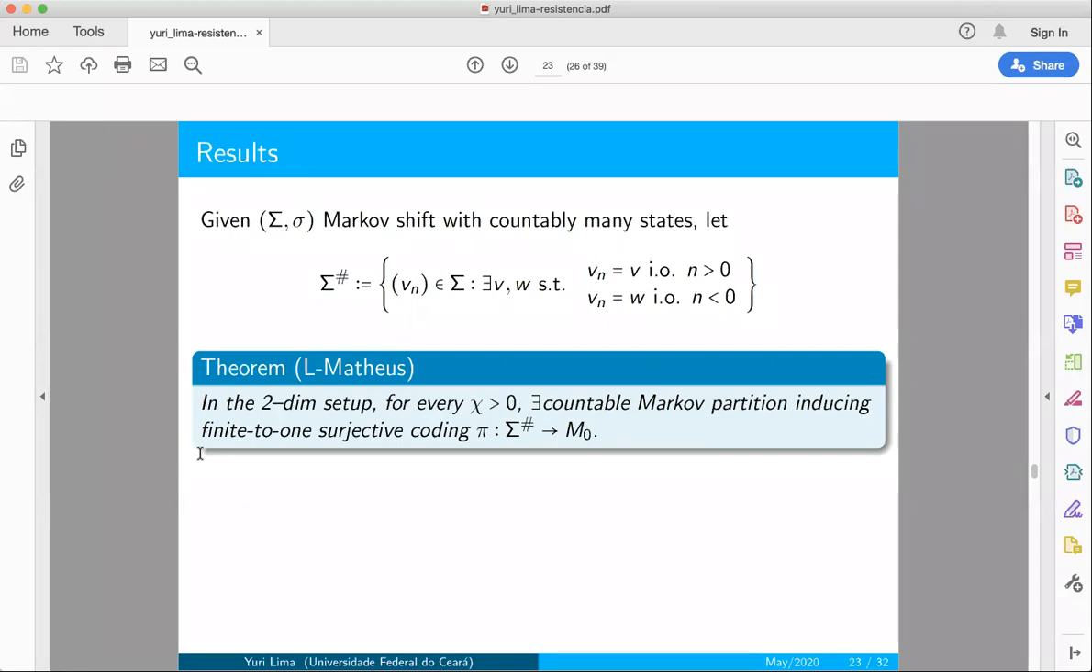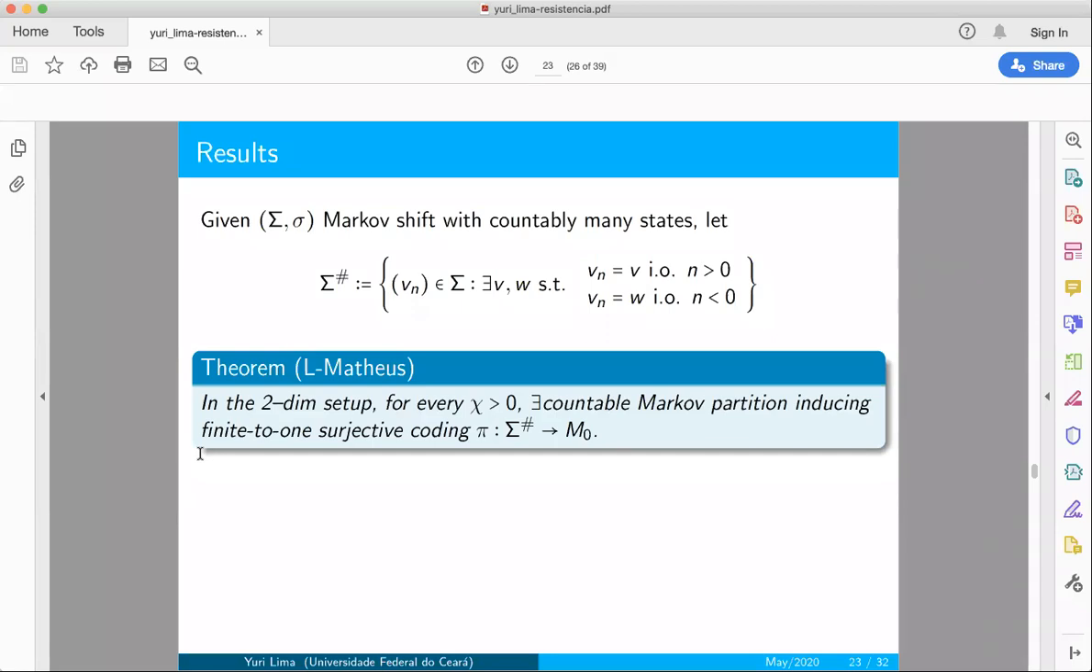So the idea here is that if you have this good coding and you have an invariant measure in M0, finiteness-to-1 allows you to lift this measure to the symbolic space, thus obtaining an invariant measure in the symbolic space. And finiteness-to-1 also allows you to say that this lifted measure has exactly the same Kolmogorov-Sinai entropy as the initial measure below. So because of this finiteness-to-1 condition, we are able to obtain some properties from the point of view of counting periodic points or proving ergodic theoretical properties of equilibrium states and so on. So this is the result in two dimensions.